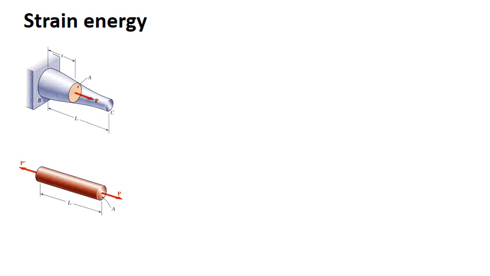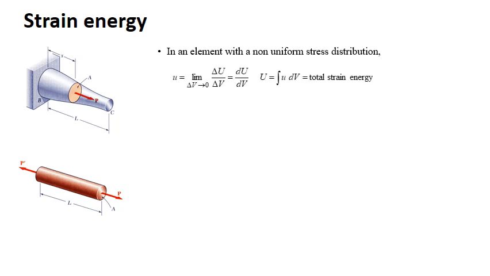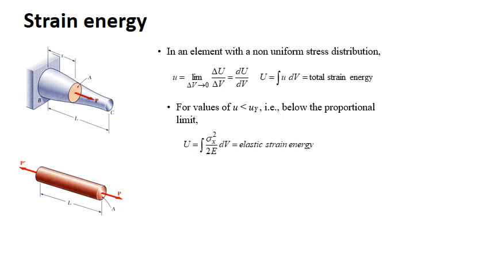Now if the member has a non-linear cross section resulting in non-uniform stress distribution, how do you derive the total strain energy? Let us invoke our strain energy density equation. u is equal to dU by dV. So what do we need? U, right? You integrate it, u dV. As long as u is less than the proportional limit, we know this is sigma x square by 2E.